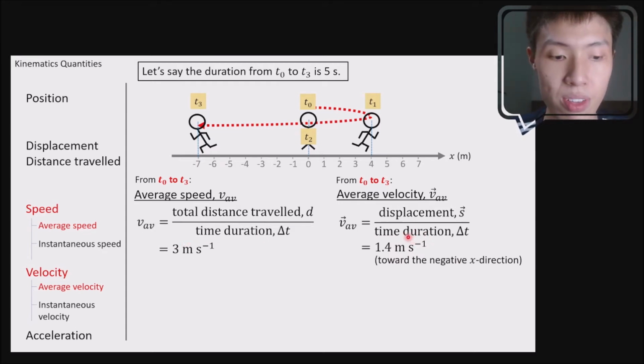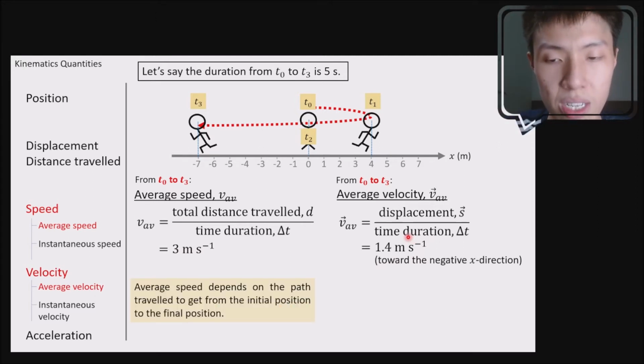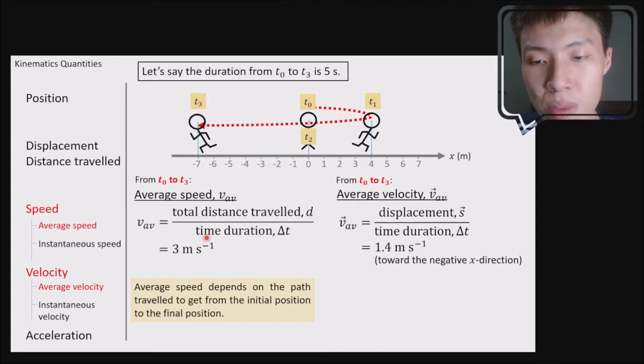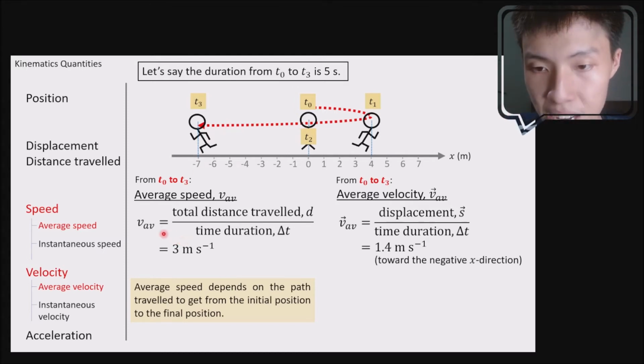They are two different things, and if we think about it in greater depth, we will know that this 3 meters per second here represents the speed that you should be traveling in order to cover this much total distance in 5 seconds. If I want to cover 15 meters in 5 seconds, I have to travel 3 meters for every second that has passed. That's the idea of average speed.